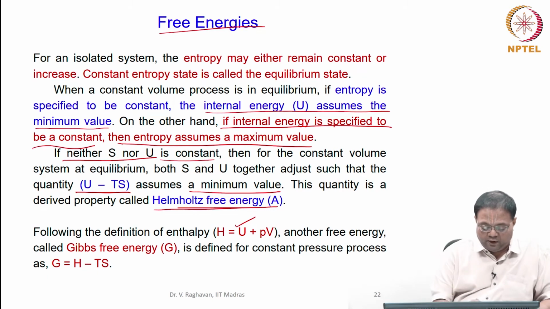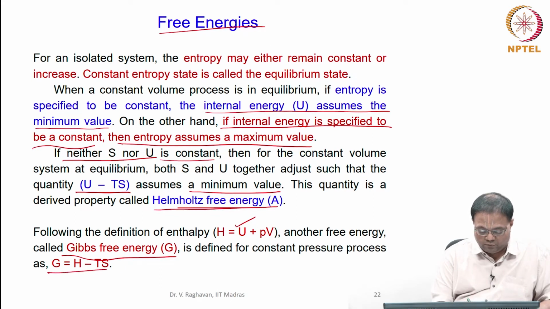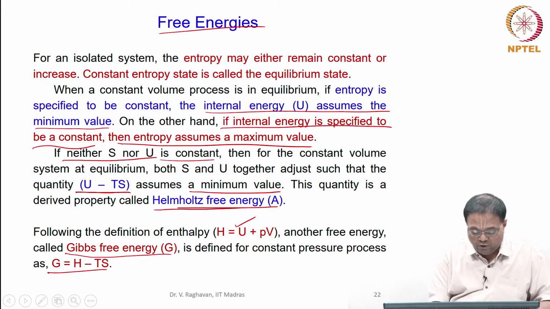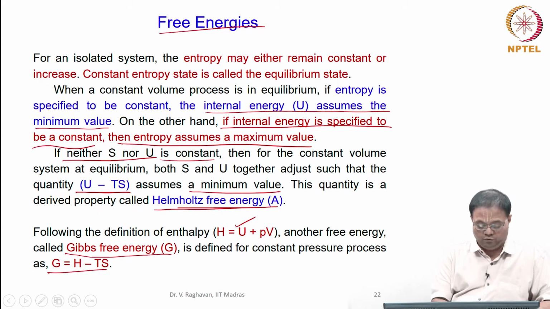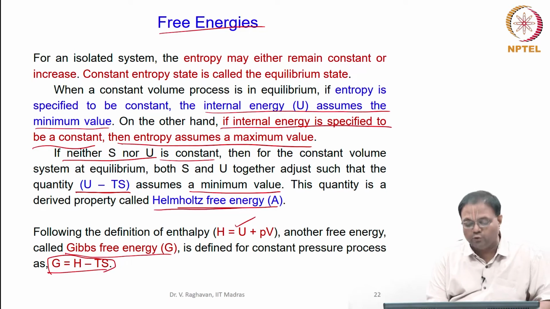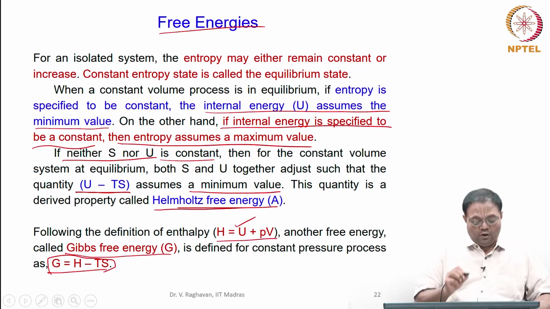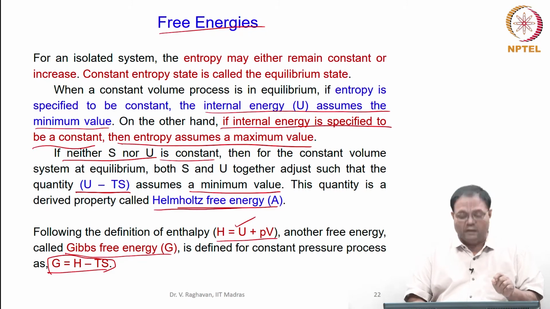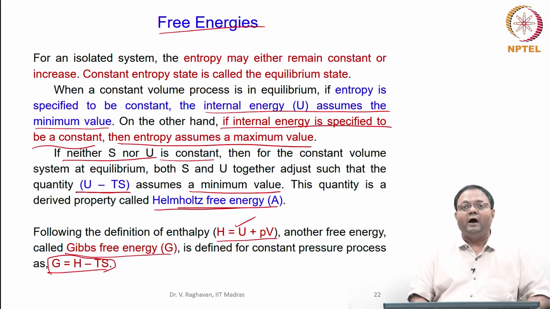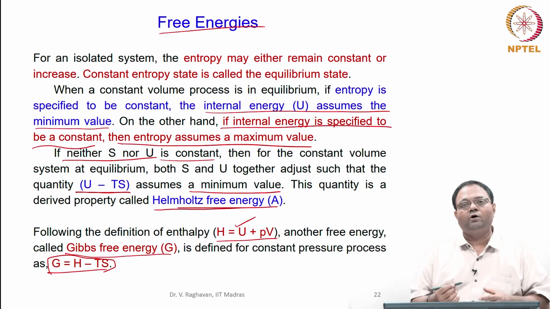Now, similar to that, you can derive the Gibbs free energy, that is G equal to H minus Ts. So here, U plus PV minus Ts. So that is G. You can derive G just like how you derive the value of H. Now this Gibbs free energy is used for a constant pressure process, and this Gibbs free energy attains a minimum value at the equilibrium of a constant pressure process.